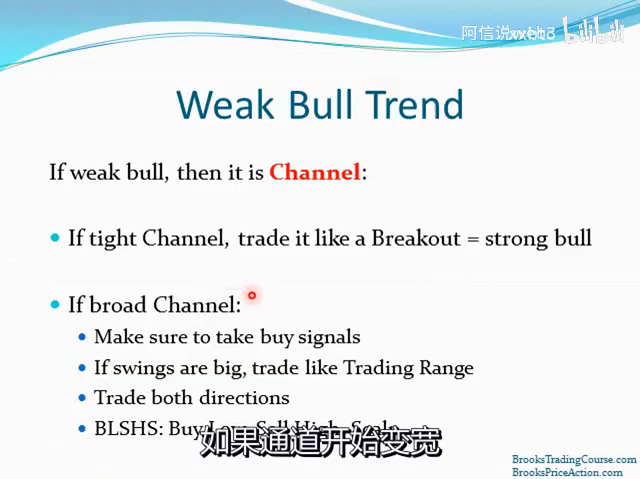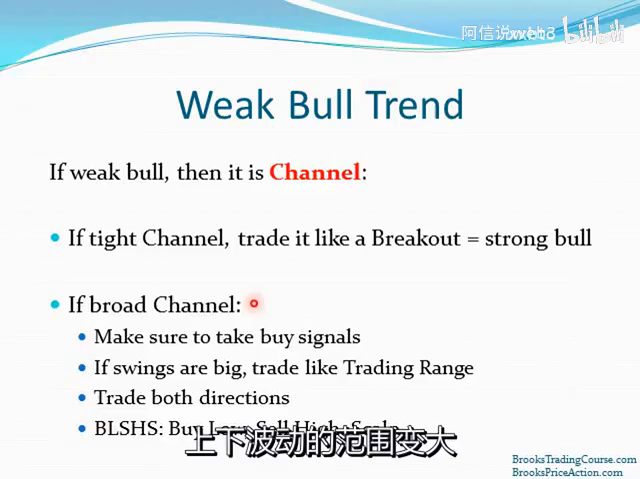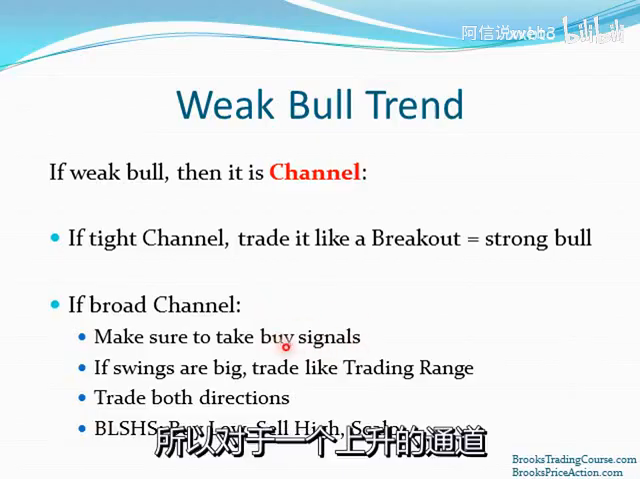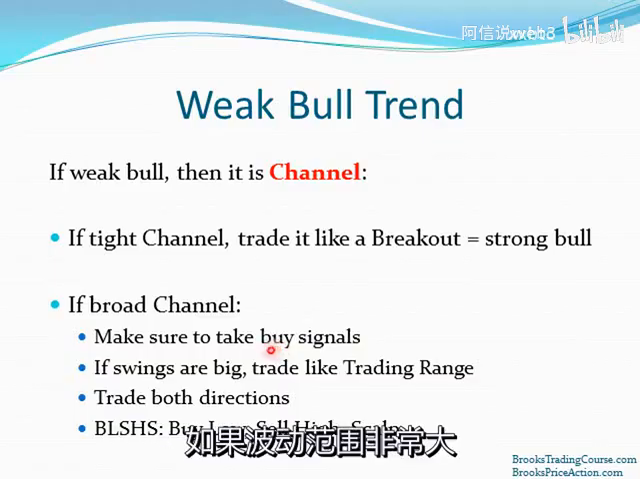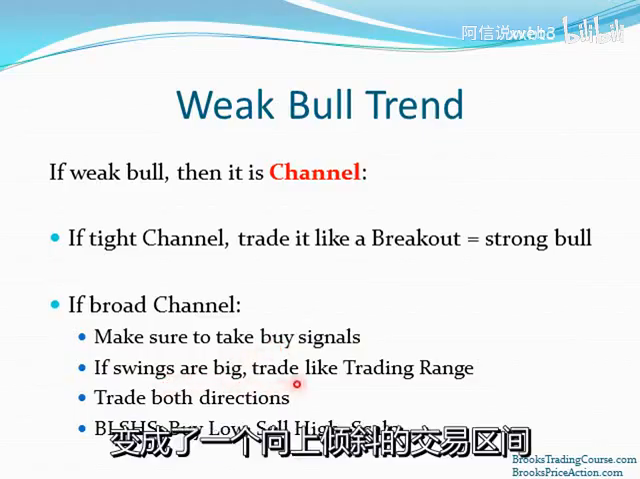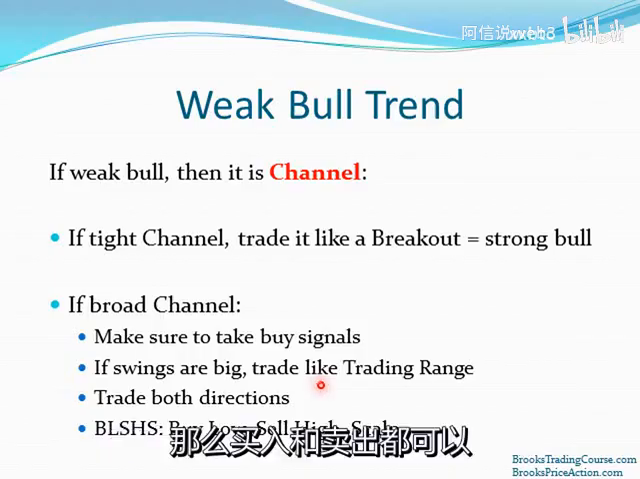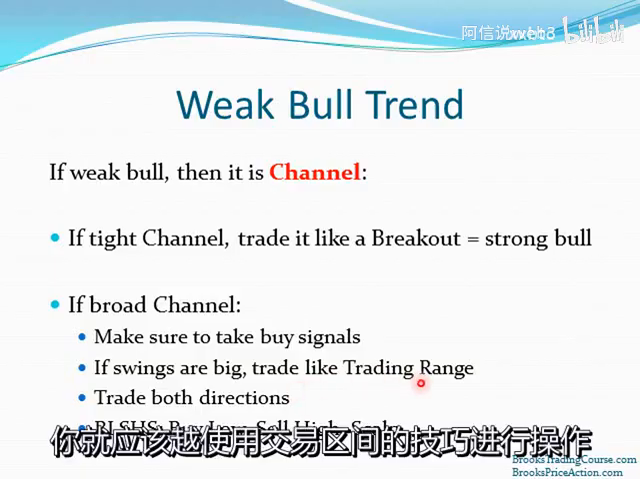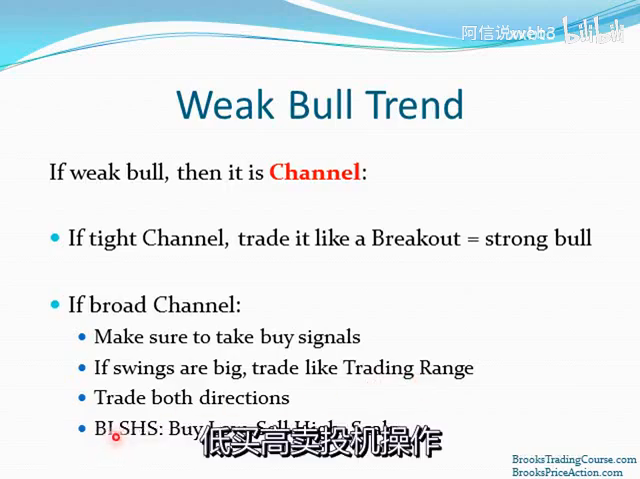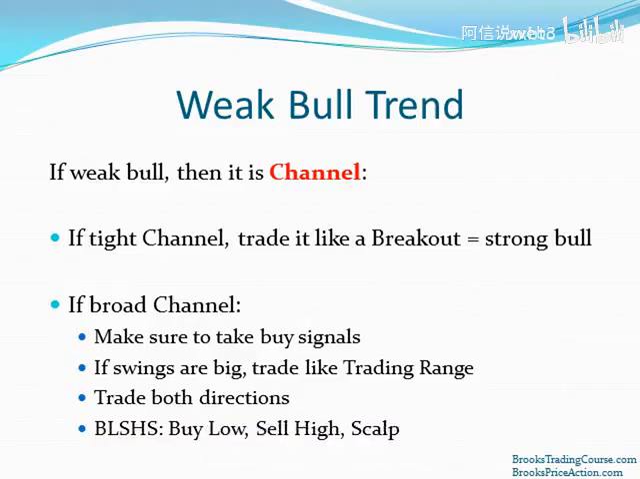If the channel starts to get broader and flatter, less vertical, with bigger swings up and down, you should always make sure to take the buy signals if it's a bull channel. But if the swings are very big and it's basically a trading range that's sloped only slightly up, you can trade in both directions. And in that case, the more it resembles a trading range, the more you should trade it like a trading range. BLSHS, buy low, sell high, and scalp.